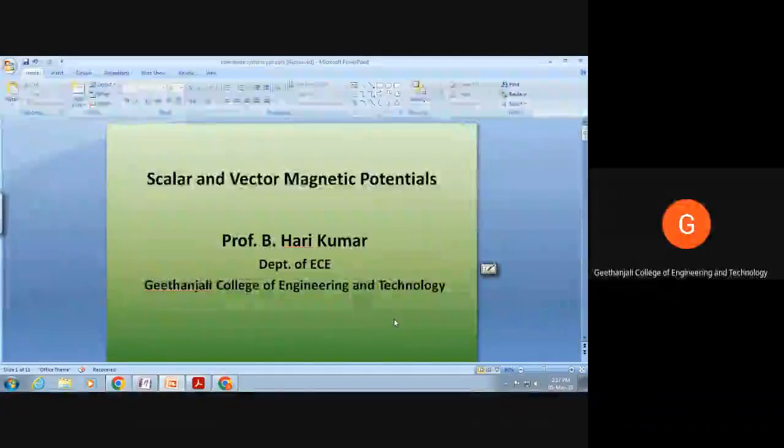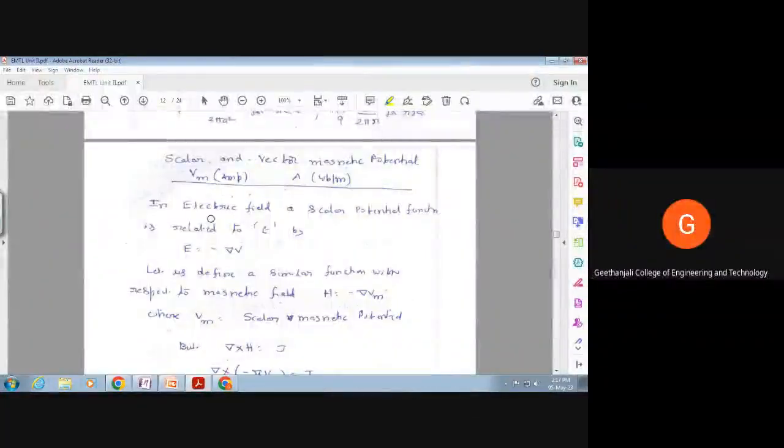Today we are going to discuss the scalar and the vector magnetic potentials. Scalar magnetic potential is represented with V suffix m, and the units are amperes. The vector magnetic potential is represented with A, and the units are Webers per meter.